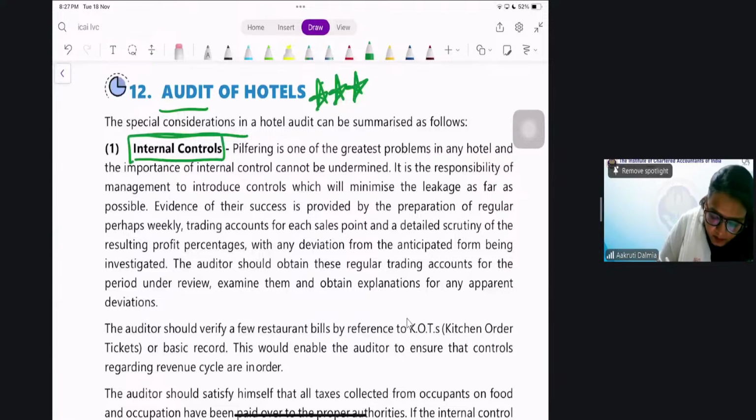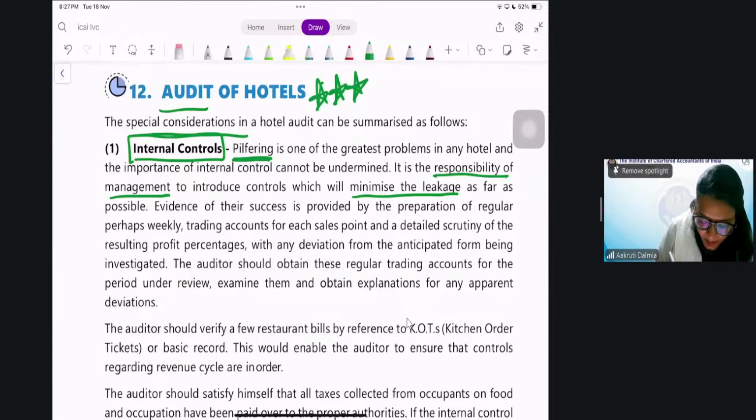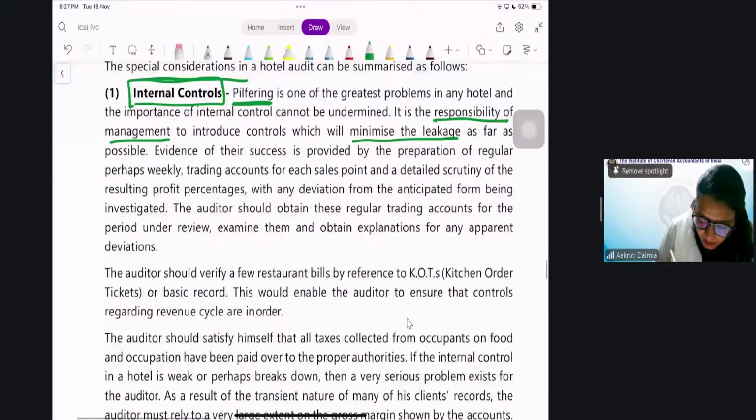First important thing is internal control. Pilfering is one of the greatest problems in any hotel, and importance of internal control cannot be undermined. It is the responsibility of the management to introduce controls which will minimize the leakage as far as possible. Evidence of their success is provided by preparation of regular, perhaps weekly, trading accounts for each sales point and a detailed scrutiny of the resulting profit percentages, with any deviation from anticipated form being investigated. Auditors should obtain these regular trading accounts for the period under review, examine them, and obtain explanations for any apparent deviations.